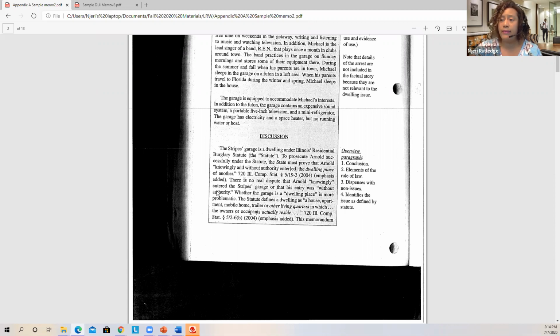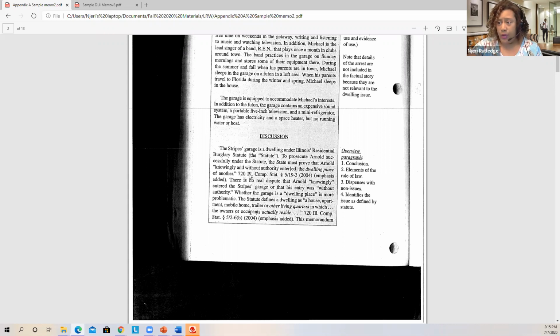Let's see how it did. The Stripes Garage is a dwelling under Illinois residential burglary statute. Right off the bat, I know the conclusion. To prosecute Arnold successfully under the statute, the state must prove that Arnold knowingly and without authority entered the dwelling place of another.